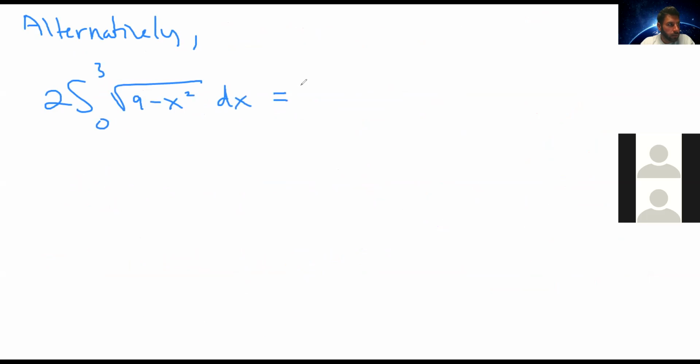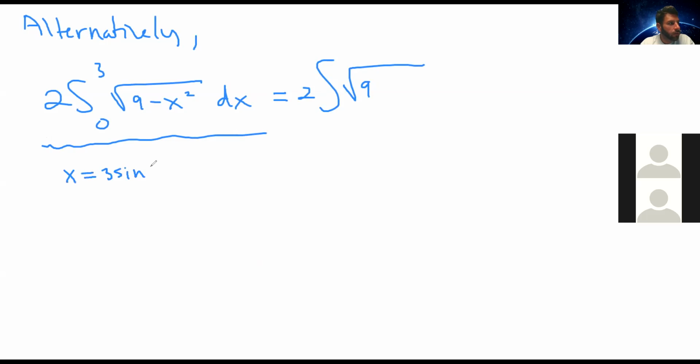You can write this as 2. Now, we're going to switch our bounds in a second, but you know that this becomes 9 minus... what substitution did we use? We used x equals 3 sine theta. So this is important for us. And then, of course, dx is 3 cosine theta. And so if you plug this in, you get this.